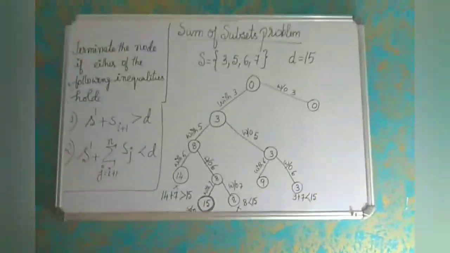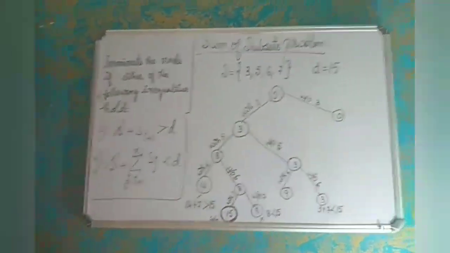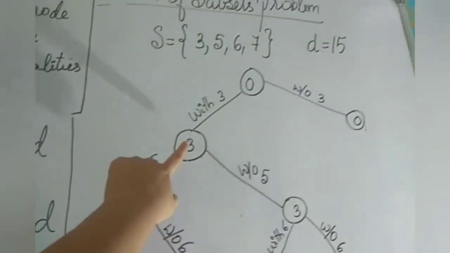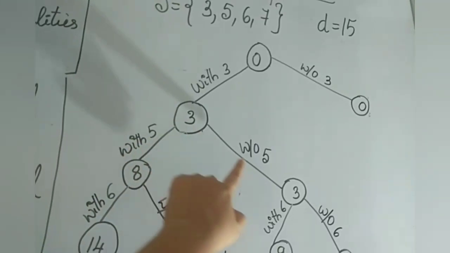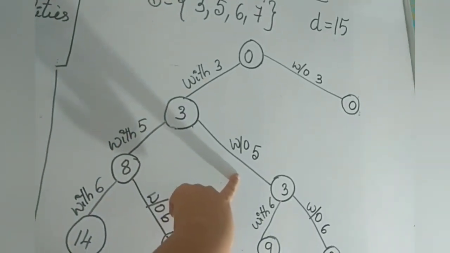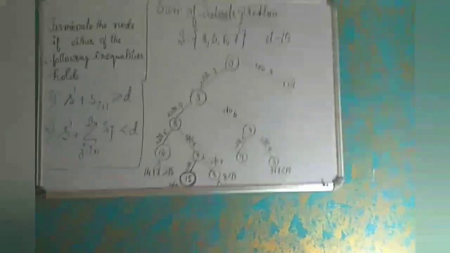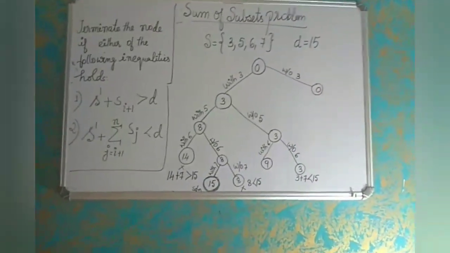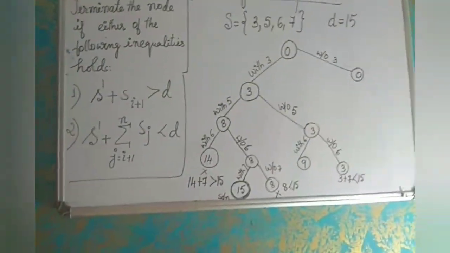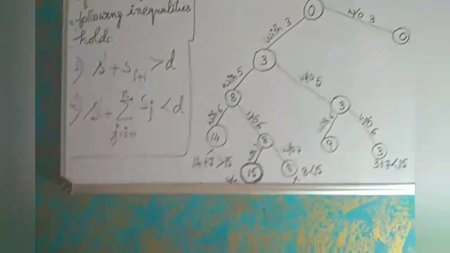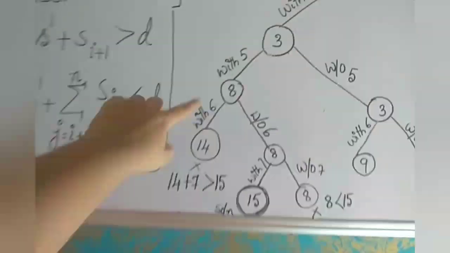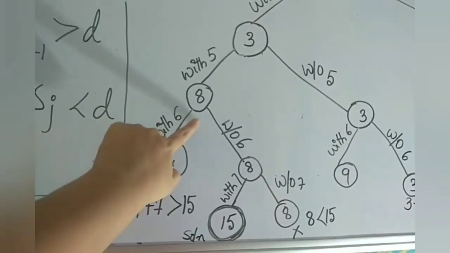Similarly, if you don't include 5, so that means here this says that we have included 3. Here it says that we have not included 5. So that means the sum is the same as that of its parent, that is equal to 3. So without 5 it is 3. Now again we'll expand. So we'll expand it from here. So here it is 8.